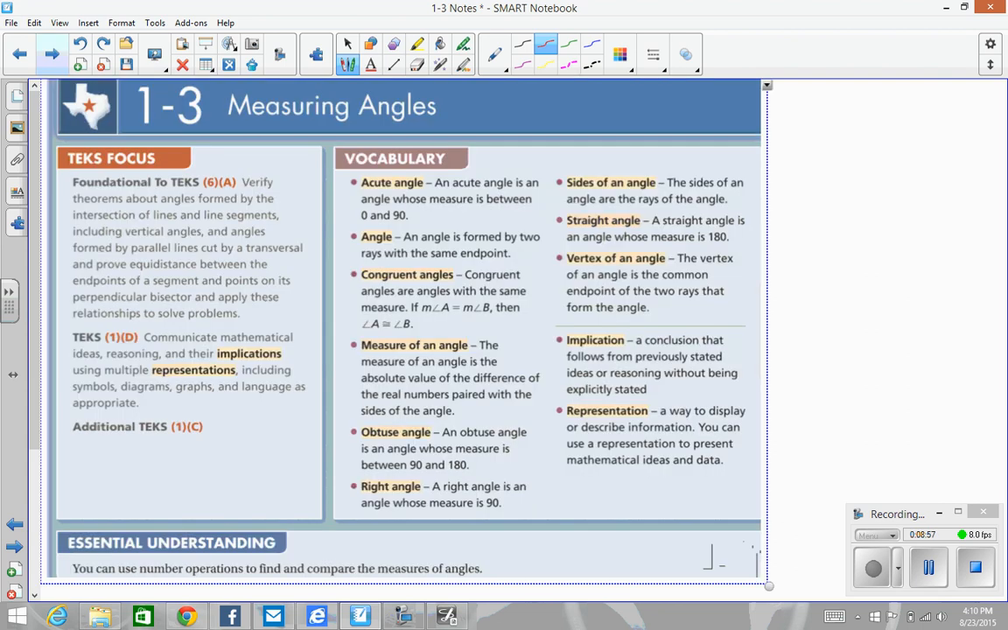Okay, so this is the last little bit of information. I just go back over here. I plug this in from the online textbook so that you can see all the vocabulary words here, so that you'll be able to go back and look at them. Again, the essential understanding question was: you can use number operations to find and compare the measures of angles. So we're always talking about finding and comparing the measures of angles with algebraic operations to use. All right, and that ends our lesson.